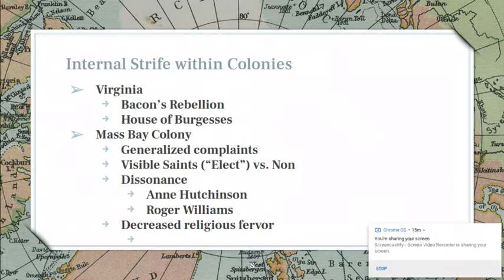She is banished because of this. And she later on goes down to create the colony of Portsmouth, which merges with Roger Williams' colonies, we'll talk about here in a second, and becomes the colony of Rhode Island.